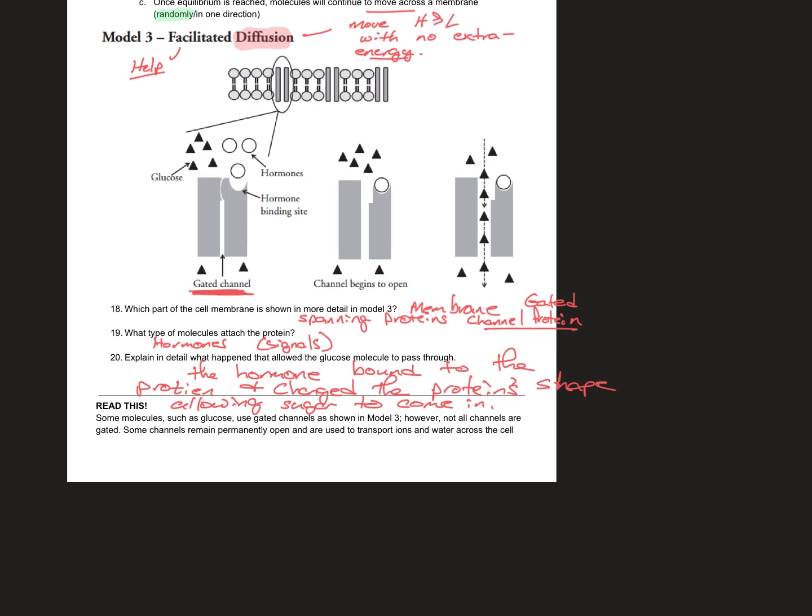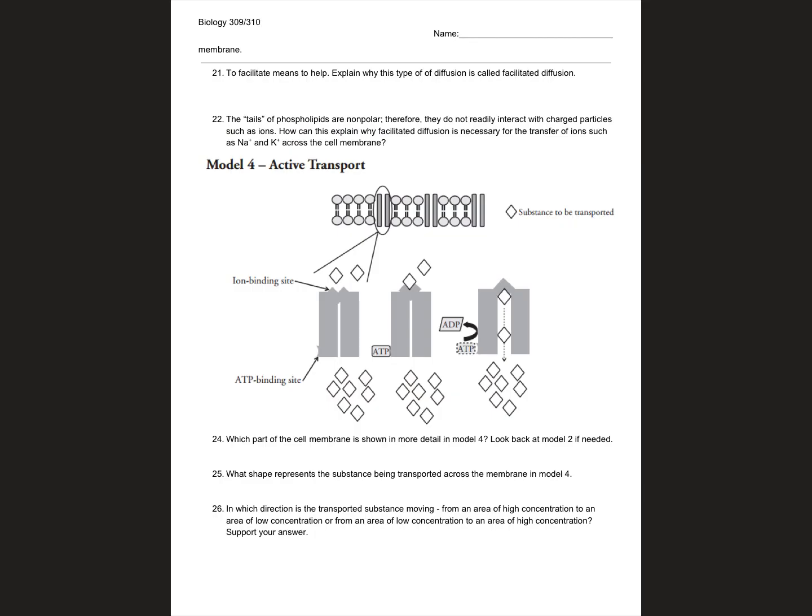It says, read this. Some molecules such as glucose use gated channels as shown in Model 3. However, not all channels are gated. Some channels remain permanently open and are used to transport ions and water across the cell. To facilitate means to help. Explain why this type of diffusion is called facilitated diffusion. Proteins help molecules and ions cross the membrane.